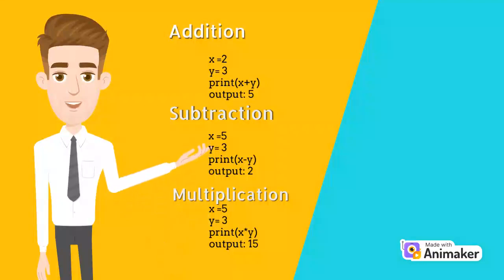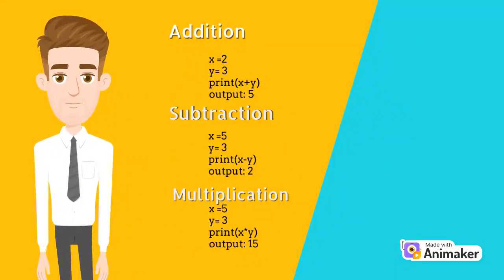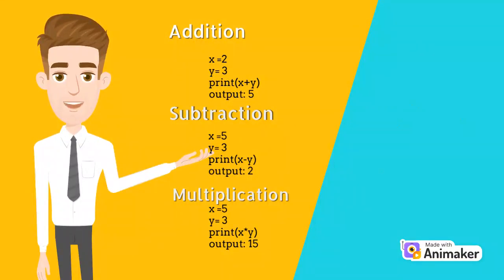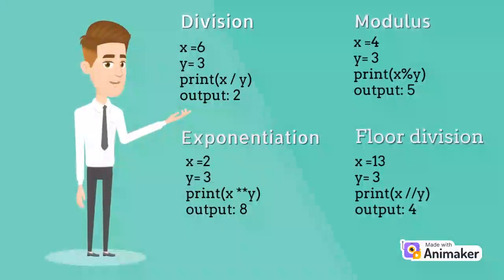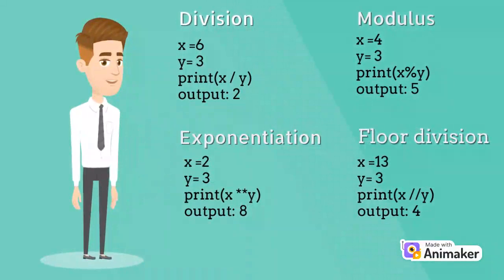Multiplication, we use 2 variables, x equals 5 and y equals 3, print x multiply with y, output is 15. Division, we use 2 variables, x equals 6 and y equals 3, print x divided by y, output is 2.